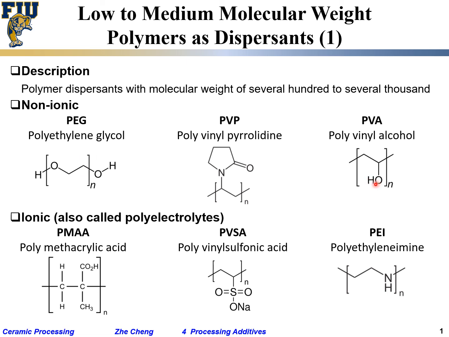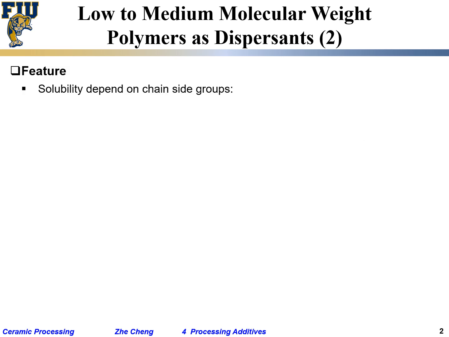So we have non-ionic, which means I put them in water, this OH does not go readily, unlike this COOH, this acid group, the acetic acid group. Dissolved in water, the acid H goes readily. Okay? And the solubility depends on the side chain.